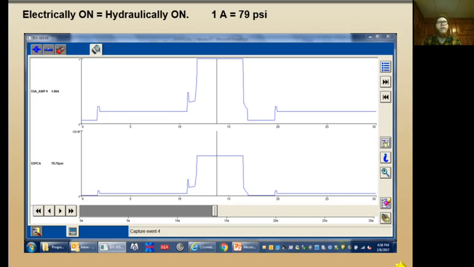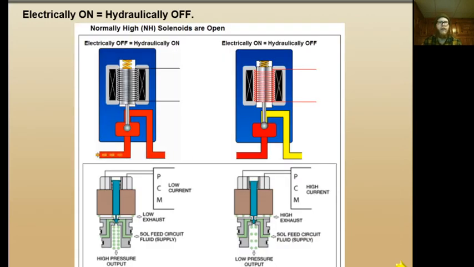I think the Explorers have a 6F50 in them as well. Well, now they have 8-speed transaxles, but that's a whole different thing. Normally high solenoid current and flow. So in this case, electrically off equals hydraulically on, and hydraulically off is electrically on. So in this case, it's just the opposite of what we were being shown before.